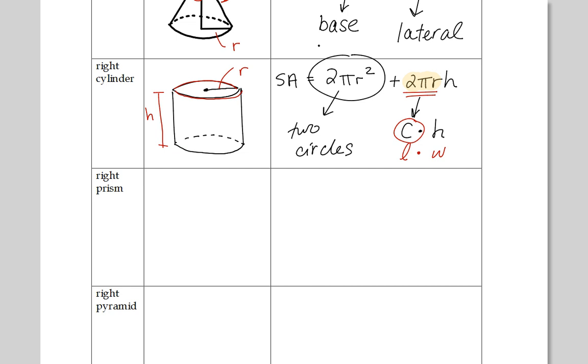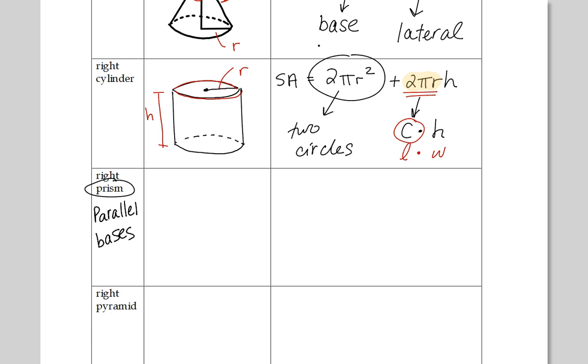All right, now the prism. Prism means that you have parallel bases. So you could have triangular prisms, you could have octagonal prisms, you could have all types of prisms, but we'll probably just have the rectangular prism, which is on your data sheet right at the top. That's the one we have.